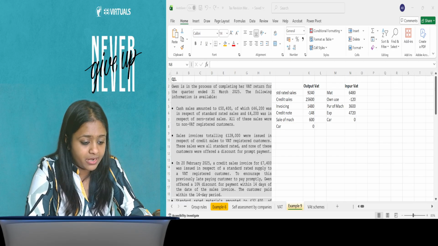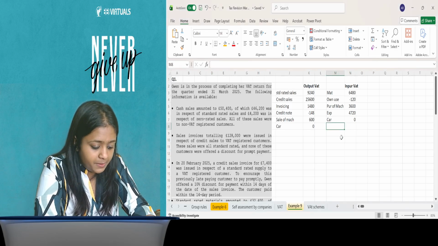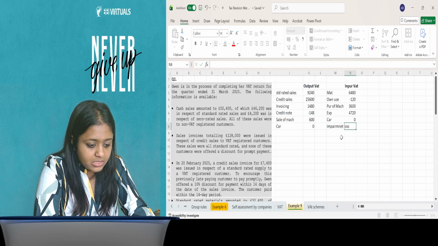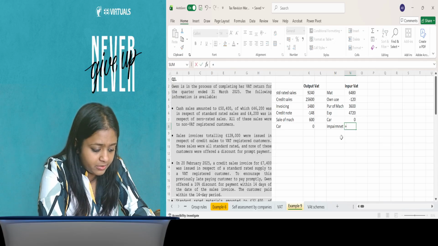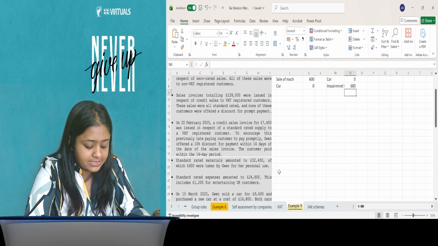So here I will write input VAT credit on impairment loss. I will take here 340, right? 340 multiplied by 2, as there are 2 invoices that we are considering. 680 we will take. Okay, now let's go further.